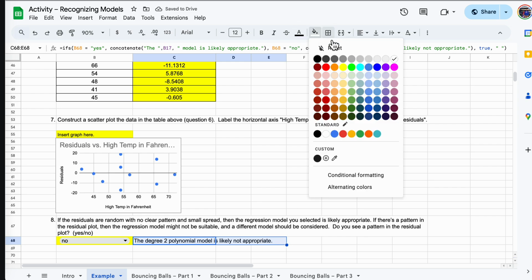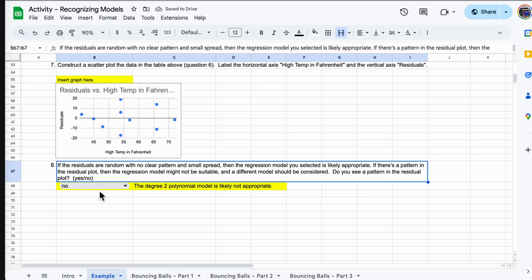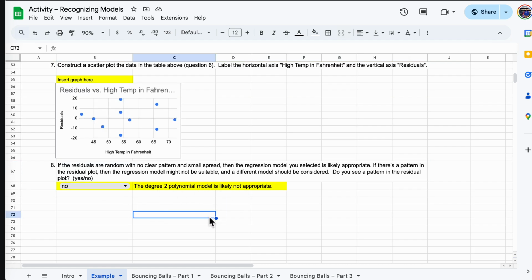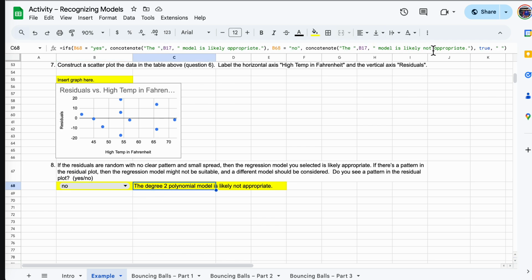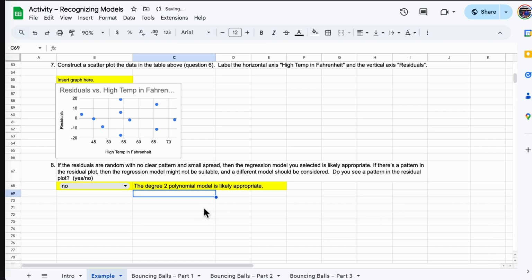Whatever you put in this drop down gets put into your conclusion. So if I said yes, the degree 2 polynomial model is likely appropriate. If I said no, it's not appropriate. So I don't see a pattern, right? So that's a typo. I don't see a pattern, so the degree 2 polynomial is likely appropriate. All right, that's the correct one, and I'll update that. But if I said yes, it would say it's likely not appropriate, so it's the opposite relationship.